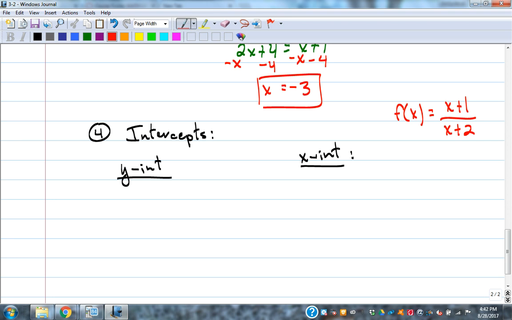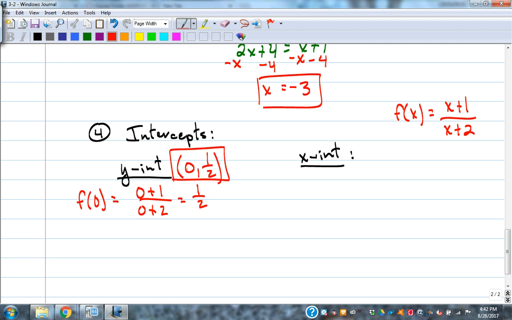So, how do we find y-intercepts? When x equals 0 is a y-intercept, right? So f of 0, so the y-intercept's at 0, 1/2, or 0.5, whichever one you want to call it. I prefer the fraction method, but some of you may like decimals. I don't know. X-intercepts is where y equals 0. A little bit more work involved there, but not much.